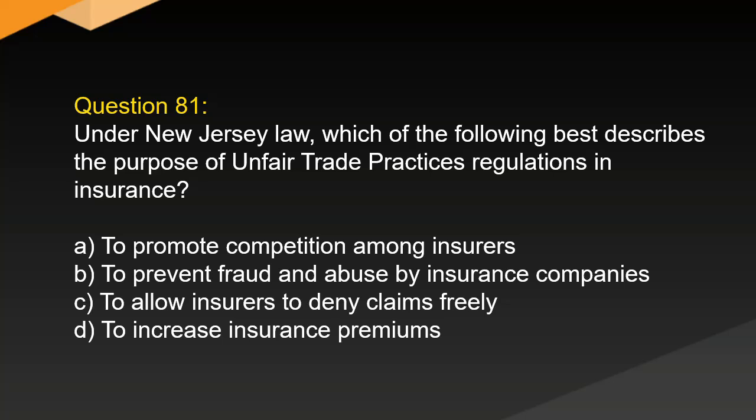Question 81. Under New Jersey law, which of the following best describes the purpose of unfair trade practices regulations in insurance? A. To promote competition among insurers. B. To prevent fraud and abuse by insurance companies. C. To allow insurers to deny claims freely. D. To increase insurance premiums.